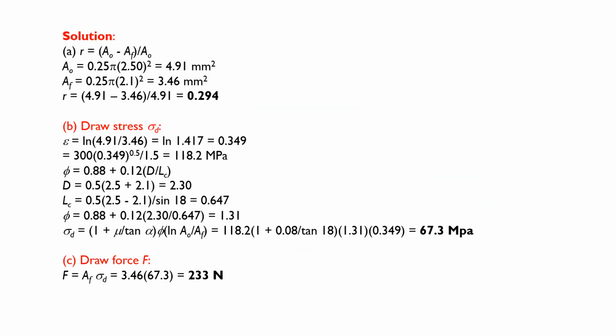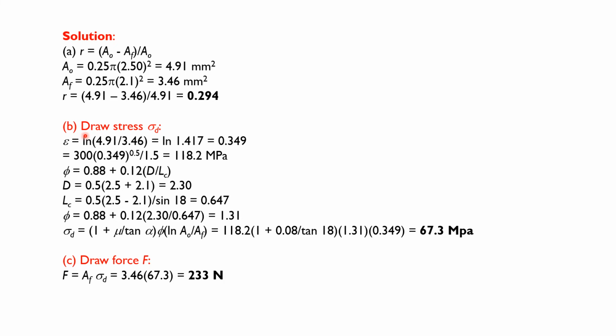So for A, we have to calculate the reduction. So the reduction equation is given by R equal to A naught minus A final over A naught. Since it is already given, the initial diameter is 2.5 mm and the final one is 2.1 mm. So we can calculate the A naught and also the A final here by using the equation for the area. Okay, so this 0.25 is because of the pi D squared over 4. So then you'll get 4.91, and then you can have the final diameter 2.1. The final cross-sectional area is 3.46 mm squared. So when you put it inside the equation, you will get 0.294 as the final R value, the reduction value.